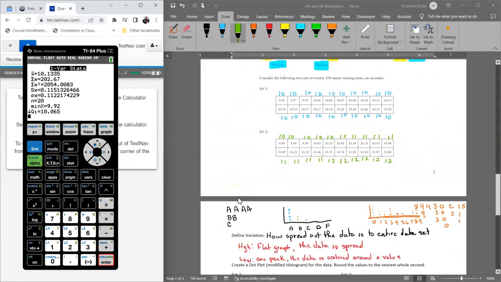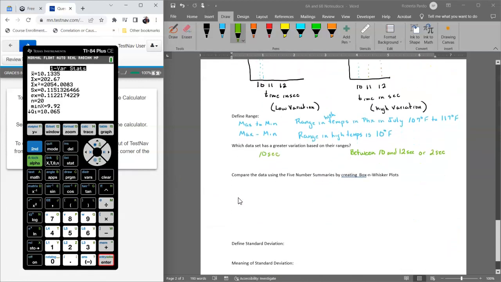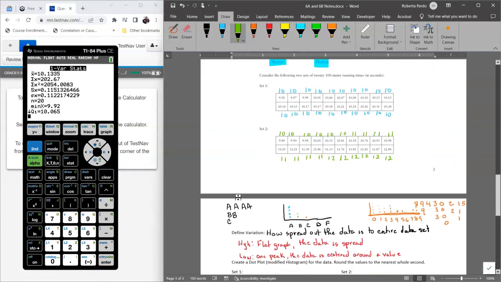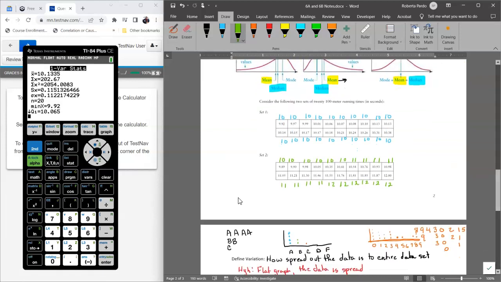And so I want to write down this information. Again, whenever I do any of these calculations, I want to write down all the information so that I have it readily available to use if I need to do any other calculations. So I'm just going to write this here. So the mean is 10.13, again rounding to 2 decimal places. The sample standard deviation is 0.12. The population standard deviation is 0.11.